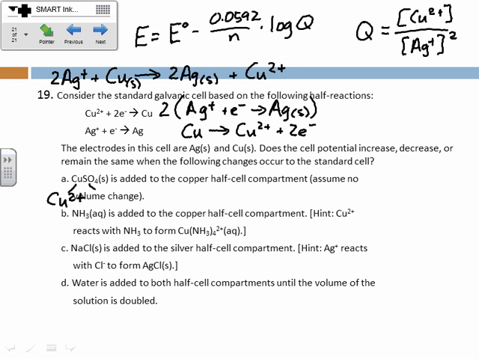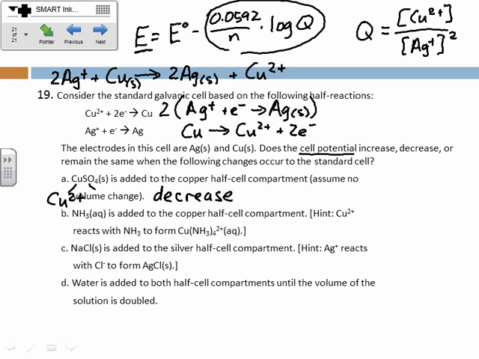What's that going to do to Q? We're going to increase it. What's that going to do to this whole expression here? Going to increase it, right? What's that going to do to our E? It's going to decrease it, right? Does that make sense? Okay, so decrease the cell potential. That's what they're asking us about, or decrease the voltage, okay?